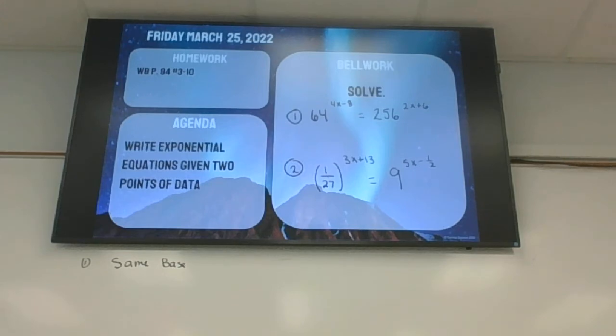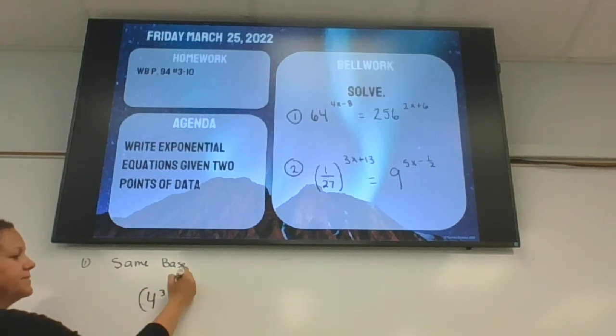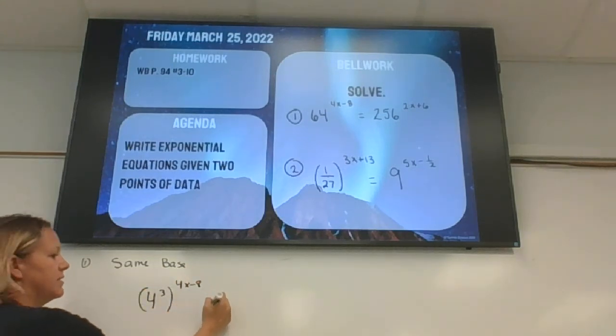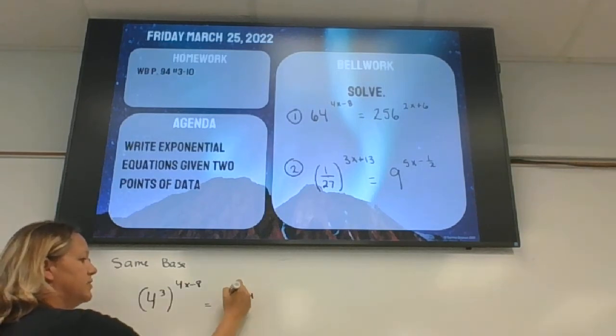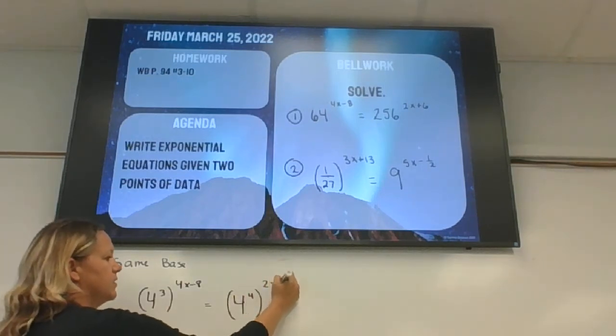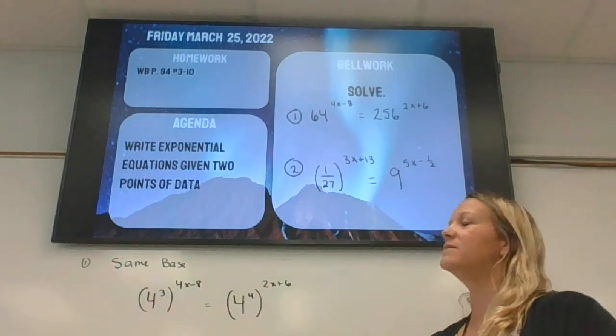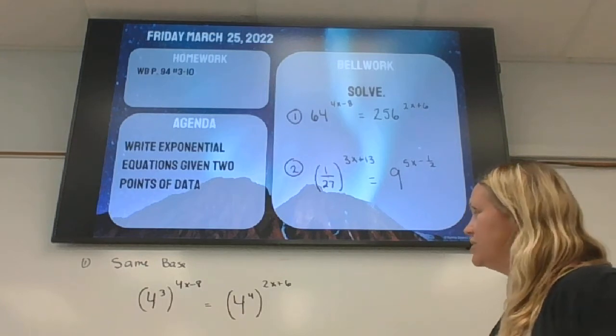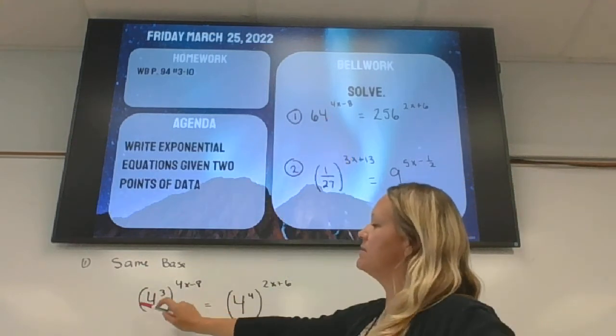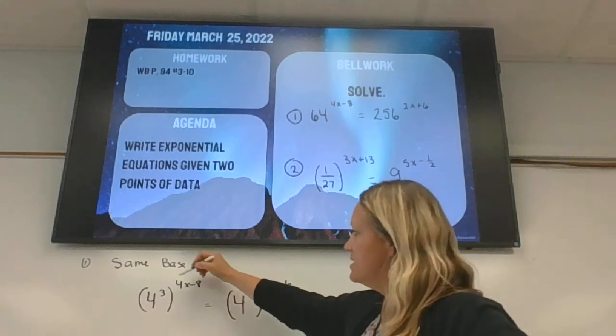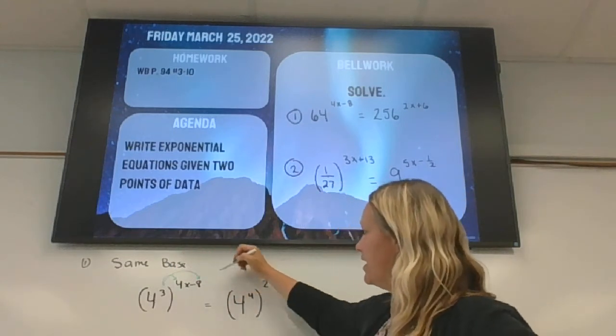4 to the 3rd is 64. 4 to the 4th is 256. So I'm going to do it with the 4. I'm going to take 64 out and put 4 to the 3rd in, and take 256 out and put 4 to the 4th in. Who was absent yesterday? Okay. So we're just replacing this big number with a smaller number and an exponent. Step 2 is to distribute your exponent.